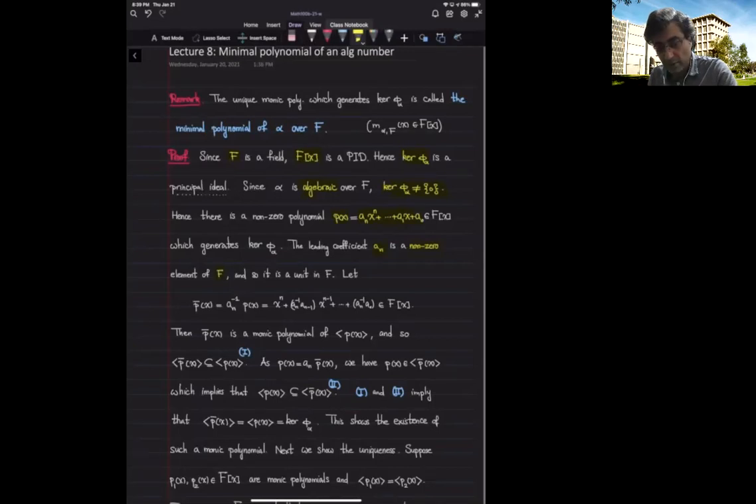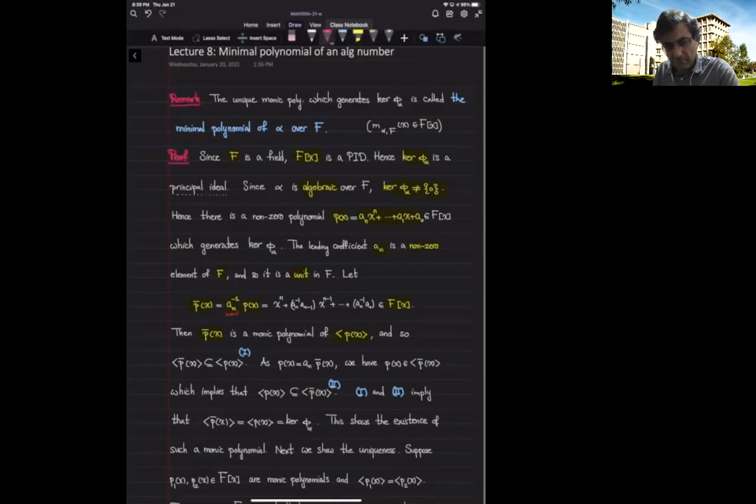But F is a field, so every non-zero element is a unit. That means I can multiply by its inverse, so that way I can get a monic polynomial inside F[x]. So p bar, I denote it to be the inverse of the leading coefficient times p of x. So I get a monic polynomial inside F[x], and more importantly, this monic polynomial belongs to the ideal generated by p because it is a multiple of p of x.